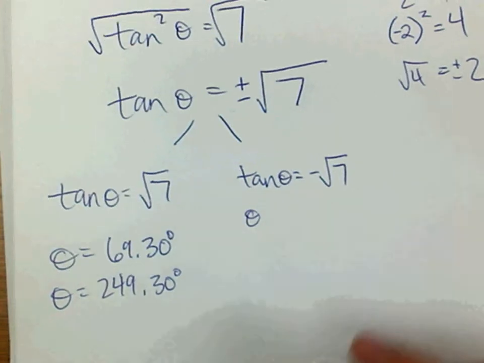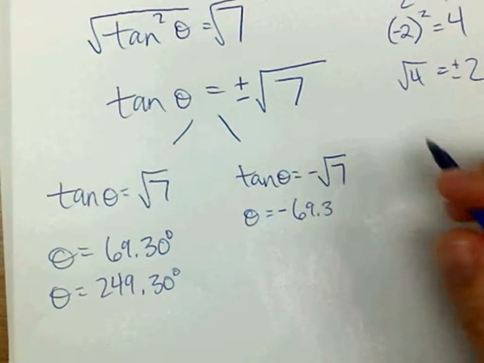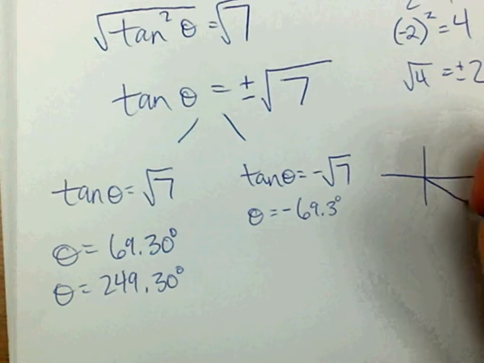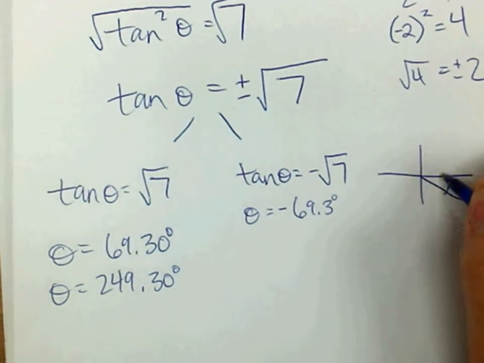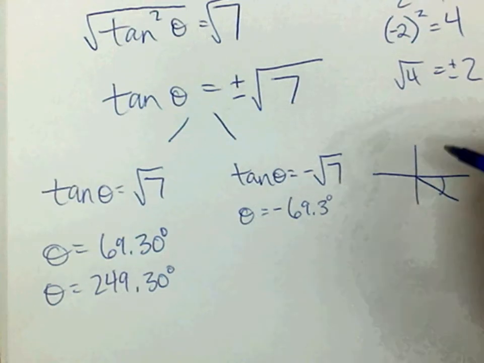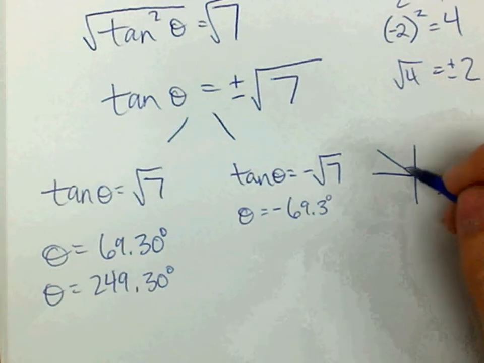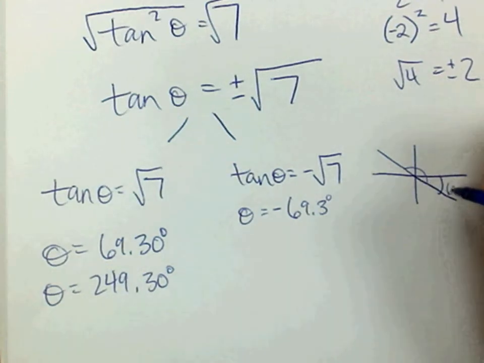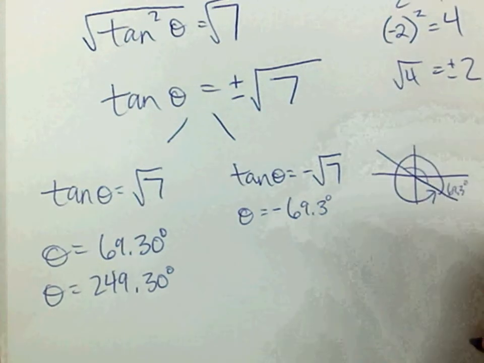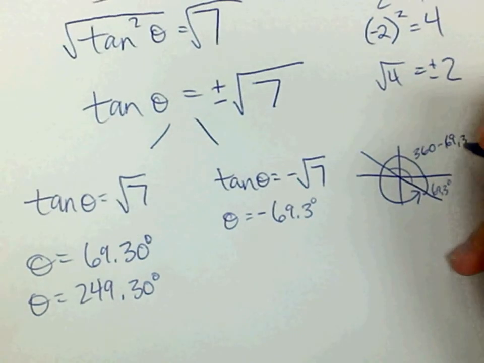Now for this one, we're going to do inverse tangent of negative square root of 7, which is going to tell us negative 69.3 degrees. But we don't want the negative version, typically, anyway. So we need to figure out what that is in the positive direction. One way you can do it is just to add 180 degrees, because you know that this will repeat right here. Or you can calculate what this is. That's 69.3 degrees. So to get this angle, you can just say 360 minus 69.3 degrees. A couple different ways you can do it.